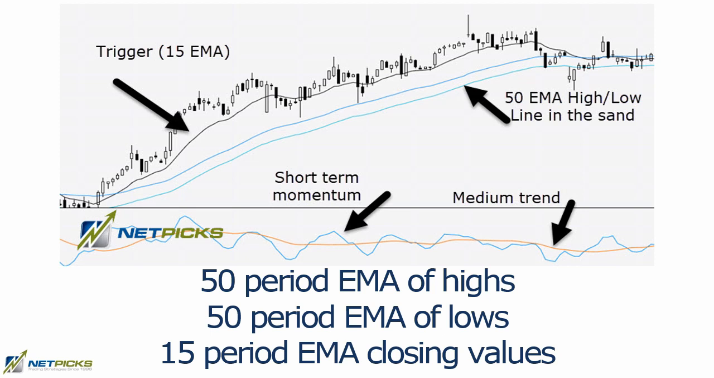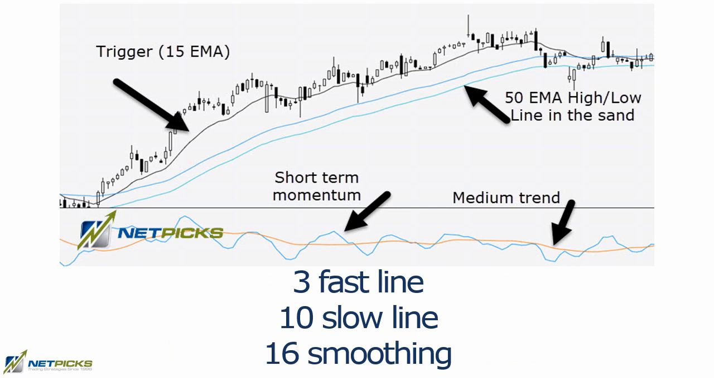So in this trading strategy, we're going to use the following settings for the moving averages. We're going to use the 50-period EMA of the highs, the 50-period EMA of the lows, and a 15-period EMA using the close. So our MACD, as I talked about, it's going to have different settings that you may not have seen before. The fast line's a 3. The slow line's a 10. It's a 16 smoothing. We're going to use simple moving averages if you have that. And we're not going to use the histogram for it, okay? But you can if you want to use it.